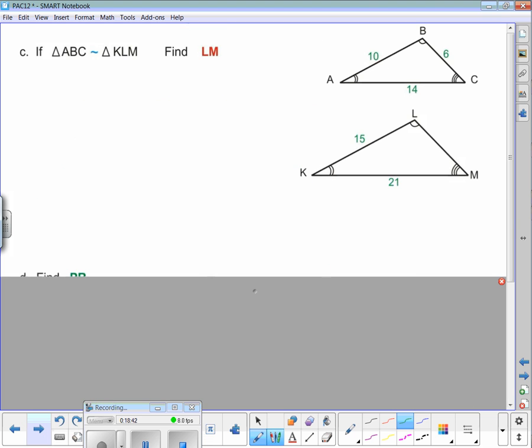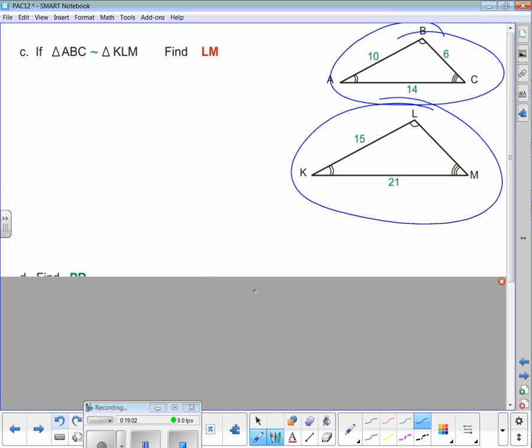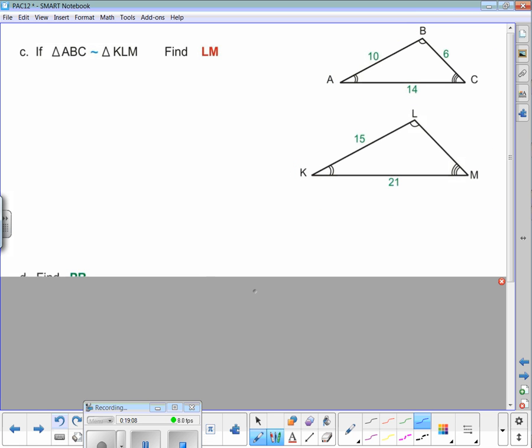All right, so here's problem C. Let's suppose we've got two triangles, triangle ABC. Notice the symbol. That's the similar symbol. That means that the angles are congruent, but that the sides are proportional. And if you look at the triangles, don't they look that way? This one is a smaller version of that one. So the angles are congruent and the sides are proportional.